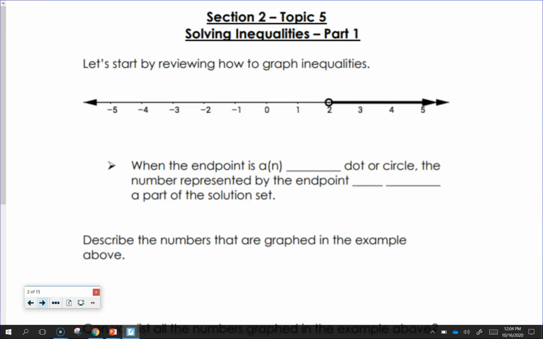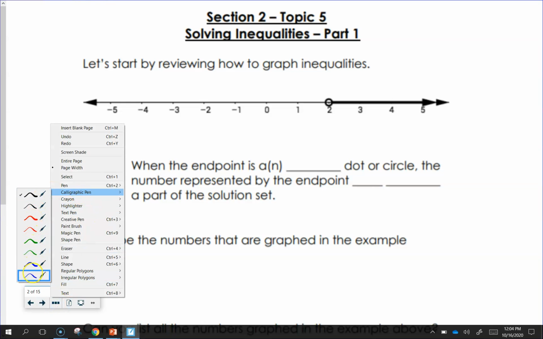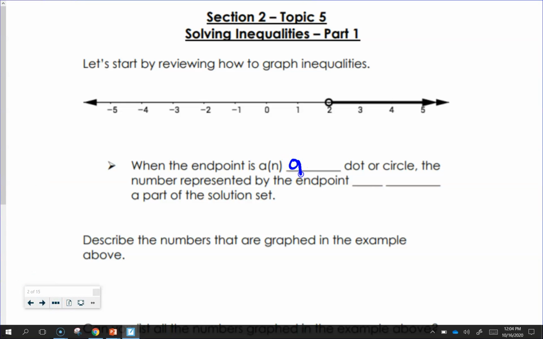So looking at this, is my dot or circle right now an open or a closed circle? Open. This one is an open circle, yes. And it's open because the number represented by that circle is not part of my solution set. So if it is open, it's not filled in, then I'm not including that answer in my solution set.